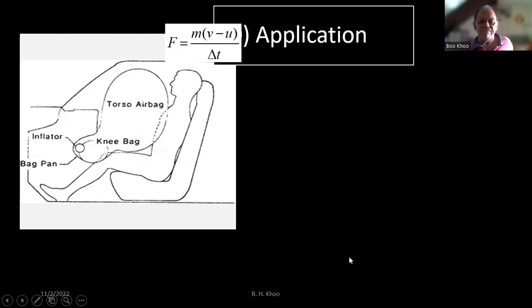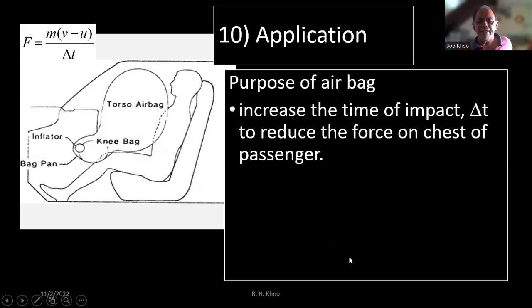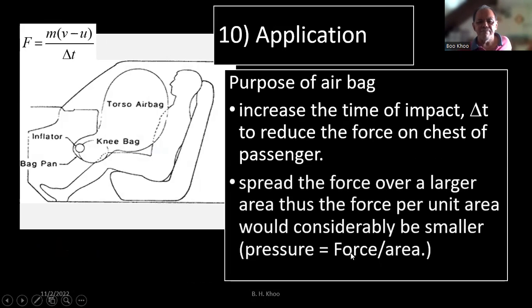Another added safety, the airbag. The purpose of the airbag is to increase the time of impact. And we are just using this physics, Newton's second law. You increase this time, this force becomes smaller. What's the force? The steering wheel is going to provide a force acting on your chest. At the same time, when the bag is bigger, you spread the force over a bigger area. So the force per unit area is smaller, or we call that pressure.